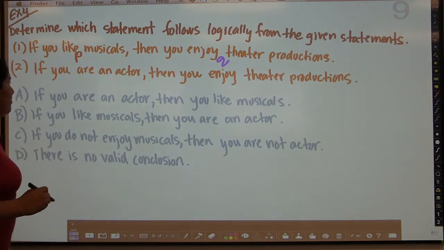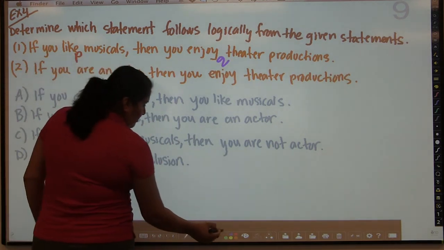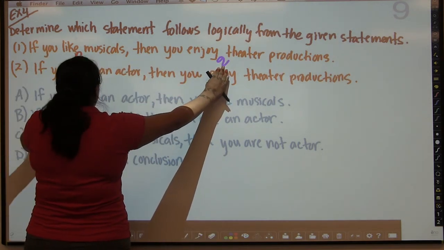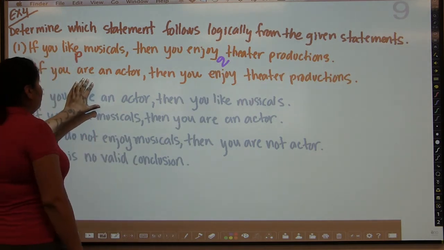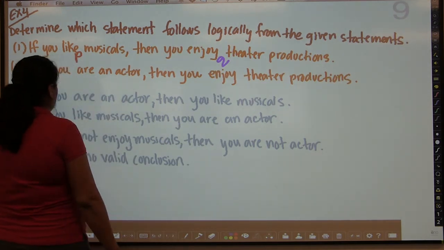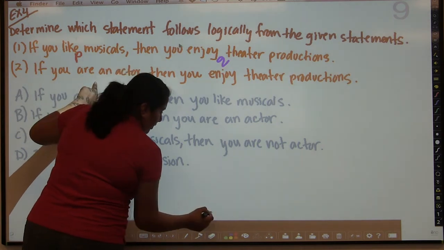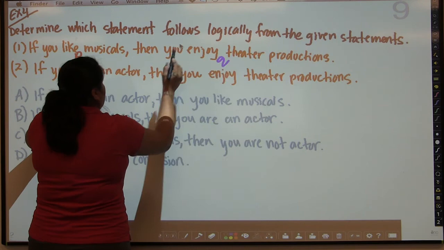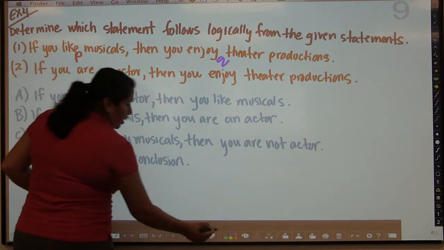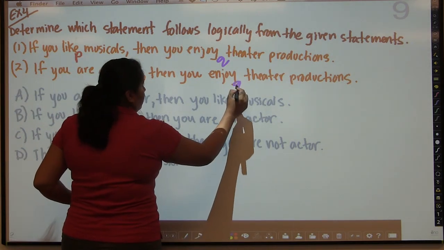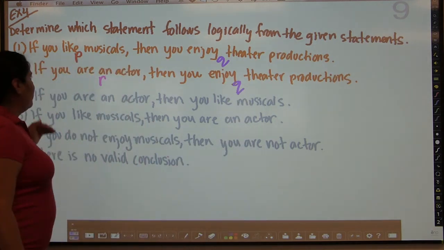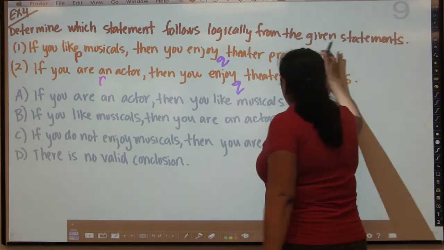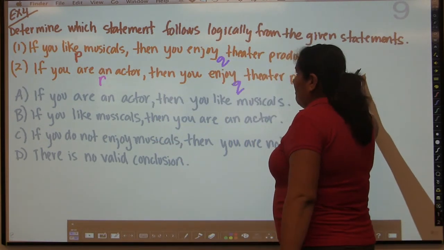Okay, second statement says, if you are an actor, and so that is not, notice that we said that the conclusion of one statement should be the beginning of the next, the hypothesis of the next. And this is not about theater production, this is about being an actor. So this is actually going to be our R right here. And then our Q is over here. In other words, both statements have the conclusion in the same spot. You enjoy theater productions, you enjoy theater productions. That is not the right setup.